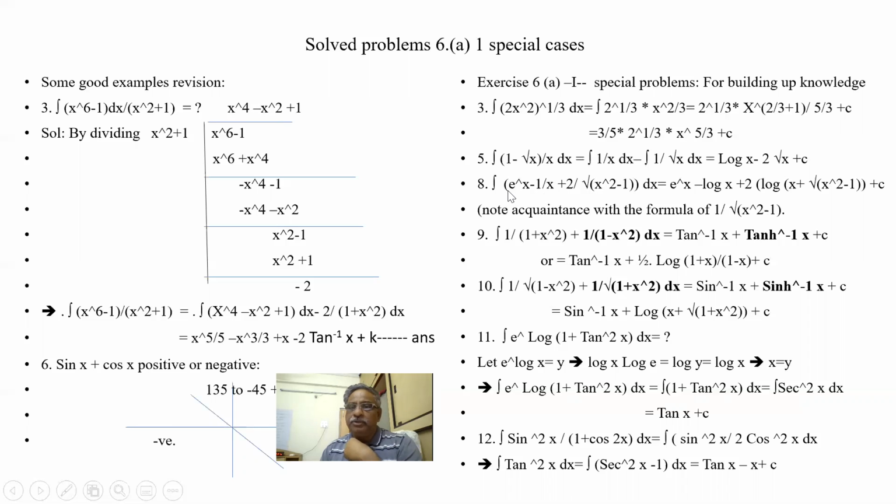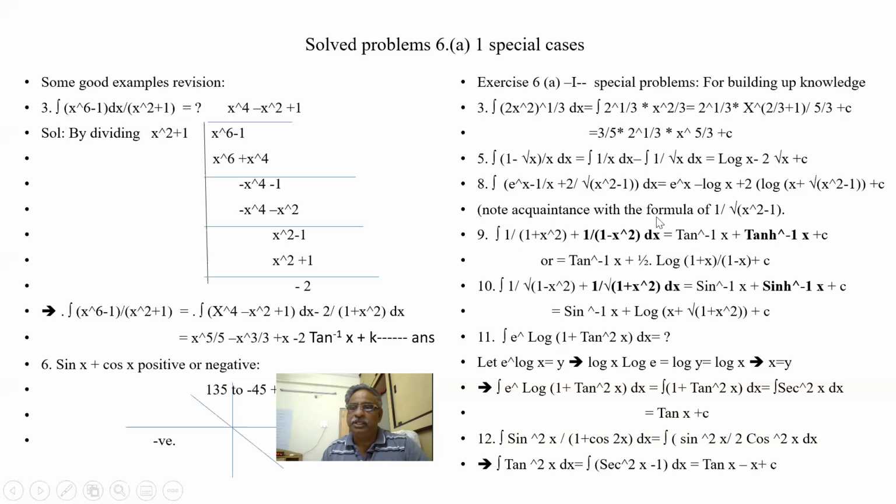Similarly, this one, e to the power of x minus 1 by x plus 2 by root of x square minus 1 dx. So e to the power of x integration is e to the power of x. 1 by x integration is log x. 2 by root of x square minus 1, we have just seen, is log of x plus square root of x square minus 1. Or we can write this as cosh inverse x also, but presently we are using 2 into log of x plus square root of x square minus 1, plus c.